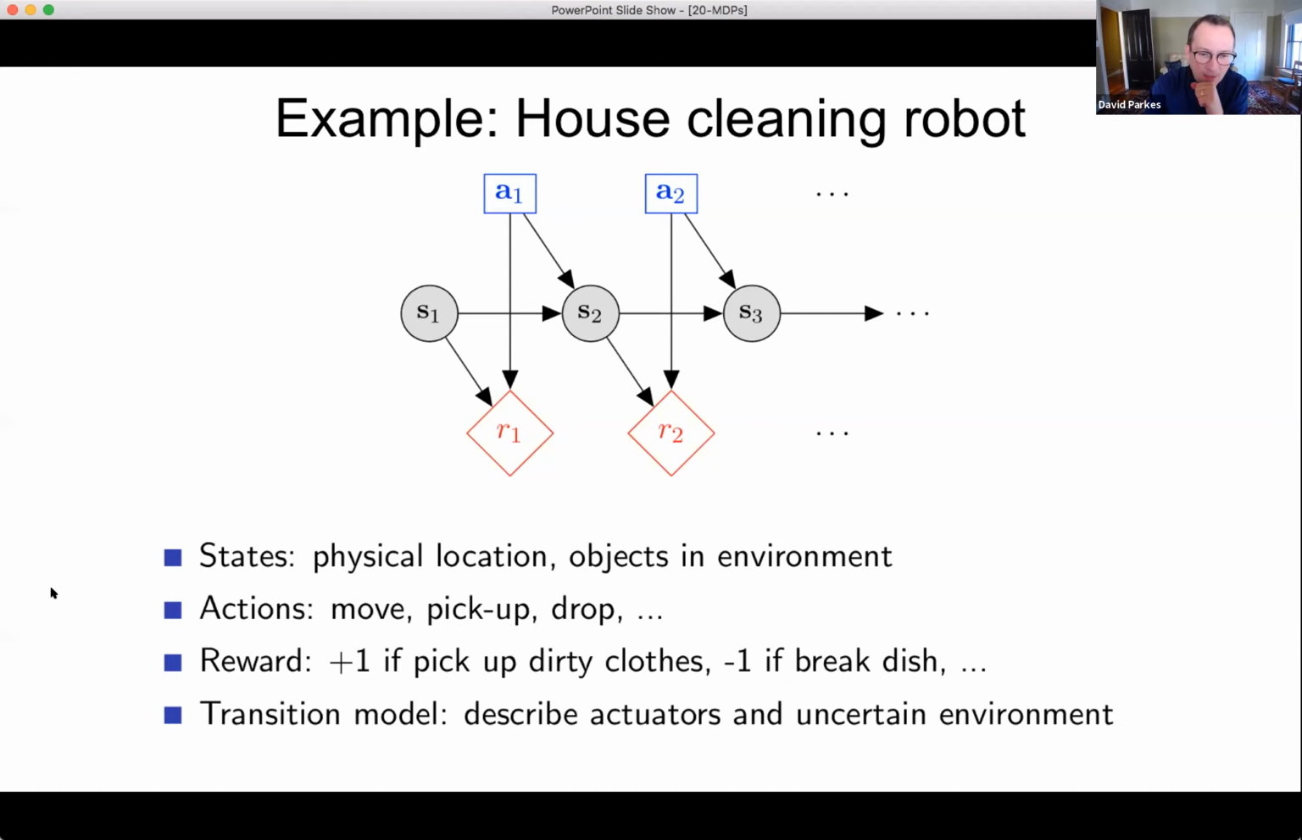And then the transition model would describe both the uncertainty in the environment. Maybe your friend comes in and your friend is viewed as a stochastic randomized part of the environment and may move things around. Or maybe your actuator, the way you take actions, is not perfect. And the robot tries to pick something up, but it breaks it.